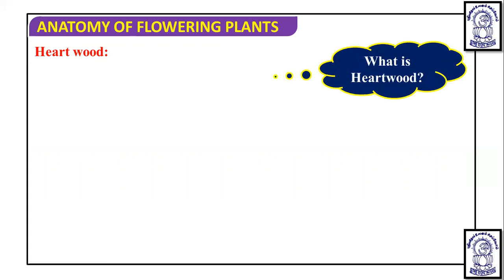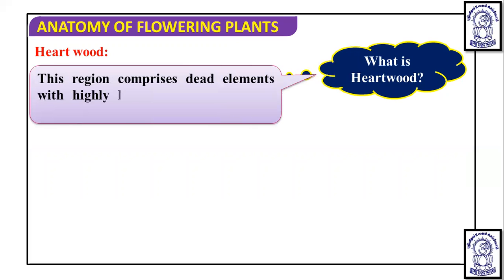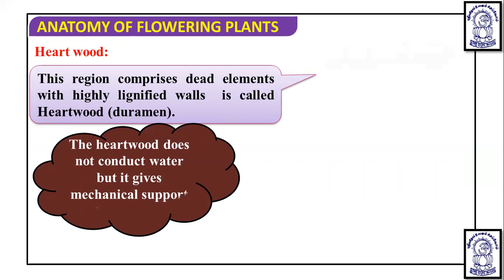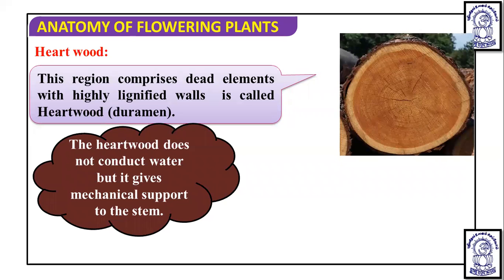So if we talk about heartwood, this region comprises dead elements with highly lignified walls and is called heartwood or duramen. It has highly lignified walls and dead elements due to the continuous filling, and it is made up of mainly xylem elements. In xylem we have also discussed that three parts are dead. Due to the filling, the vessels stop their transport, so heartwood does not conduct water, but it gives mechanical support to the stem because it is durable. So in this region, this central region is nothing but heartwood.